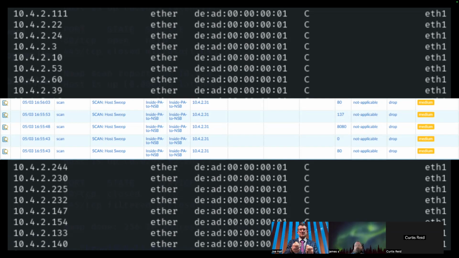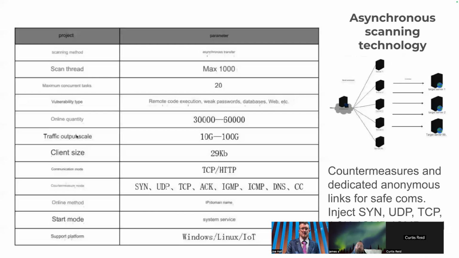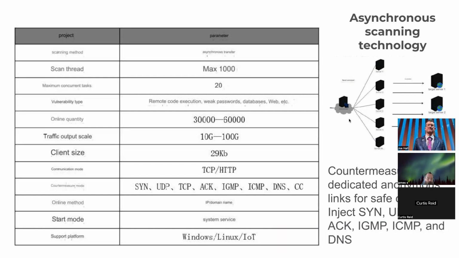Just like if you were plugged in directly to the firewall and the firewall could scan it, this spreads out through your network. So when they jump across that, this device also has countermeasures, and it's got dedicated anonymous leak for safe comms. They can inject TCP, SYN packets, UDP packets, ACK packets, IGMP, ICMP, DNS. They can jump inside of your cloud network and do this without detection. And they can inject packets in that stream to do malicious things with it.